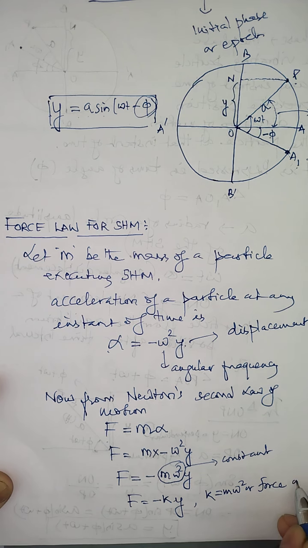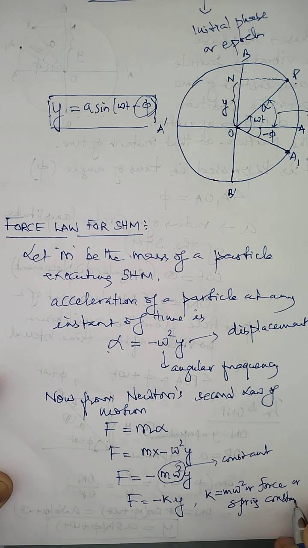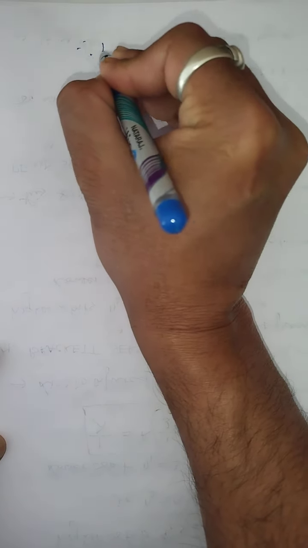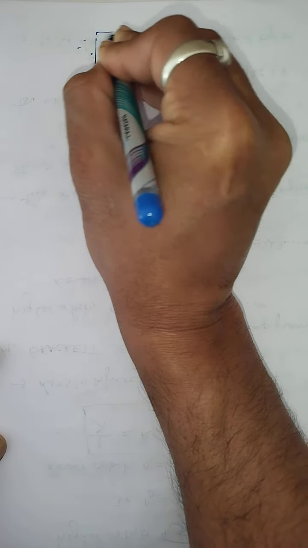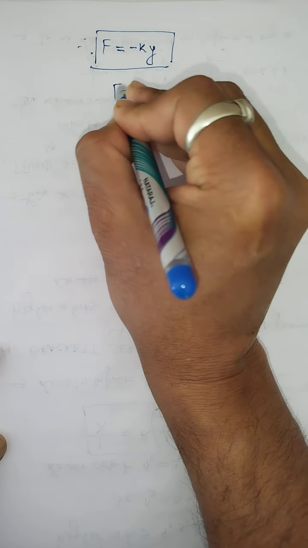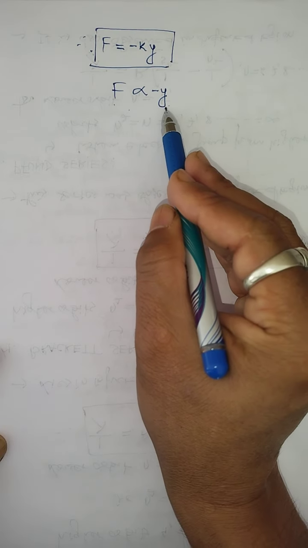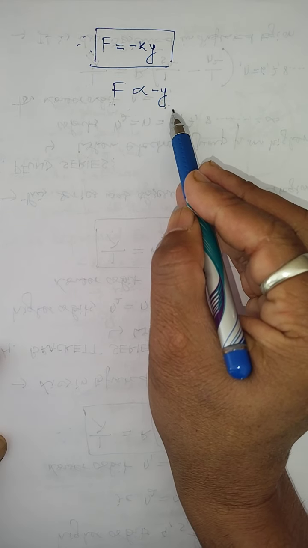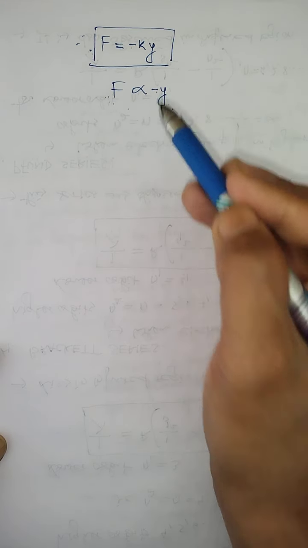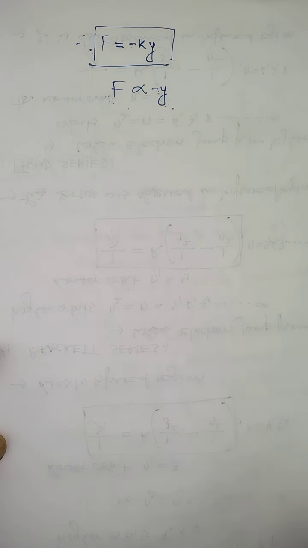is also called the force constant, or we also use the term spring constant. Therefore, this force we have written as F equals minus ky. But look at this relation. Even this relation says that F is proportional to minus y. Force is directly proportional to minus y because k is constant, which means the force is directly proportional to displacement in simple harmonic motion, and the direction of force is opposite to the displacement because this negative sign indicates the direction of force is opposite to the displacement.